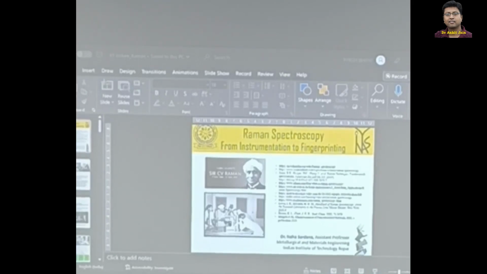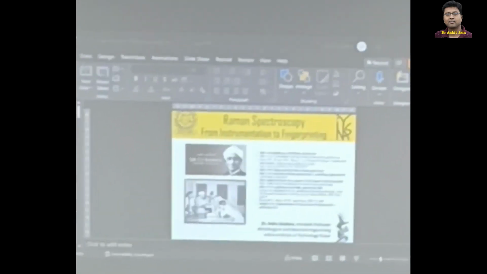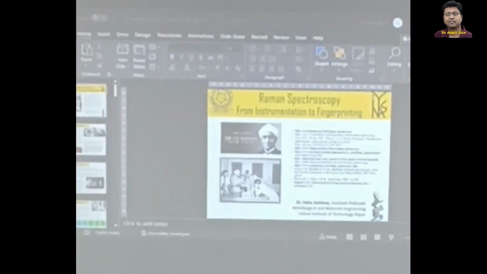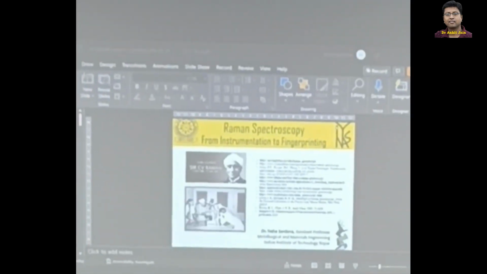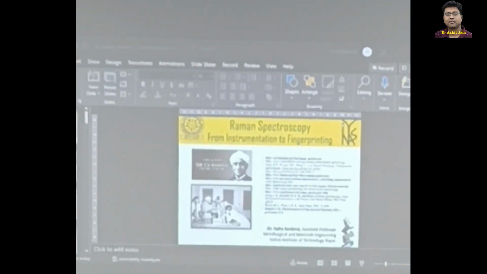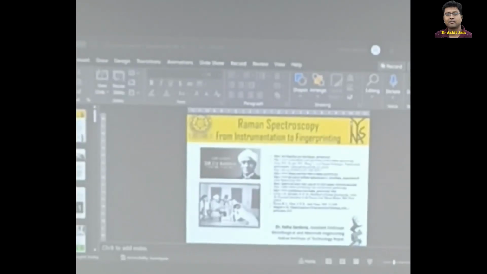Her key interests are in the field of nanostructured materials and plasmonics. She is an active member of INAE and also a recipient of IEI Young Engineer Award under the Metallurgical and Material Engineering Division. She brings a wealth of knowledge and experience to the stage. So without further ado, please join me in welcoming Dr. Neha Sardana.